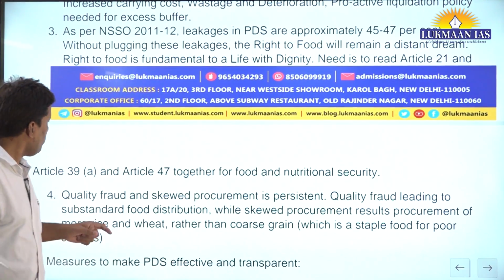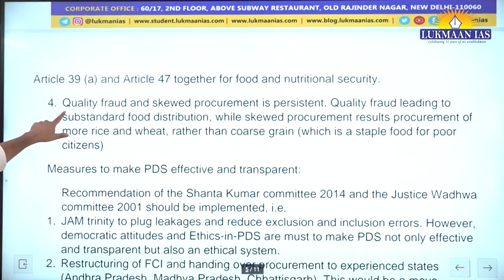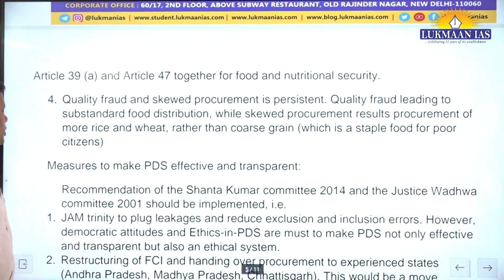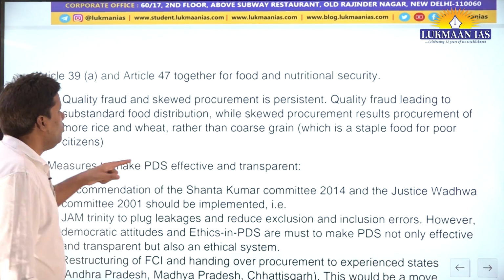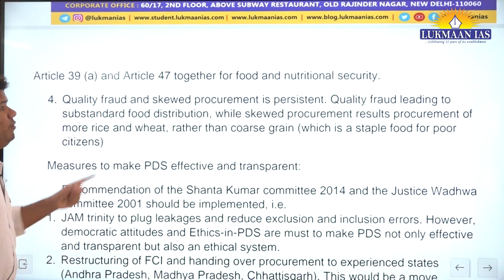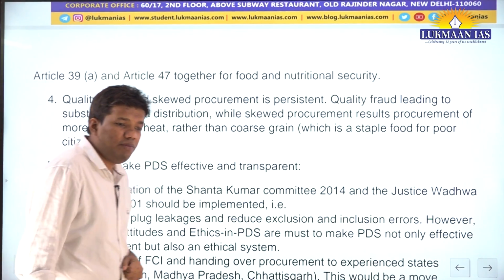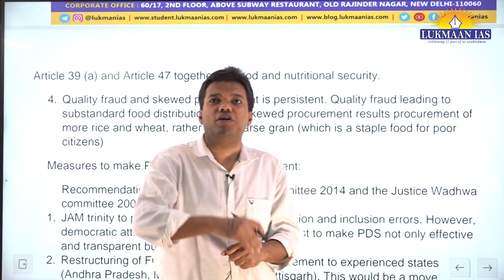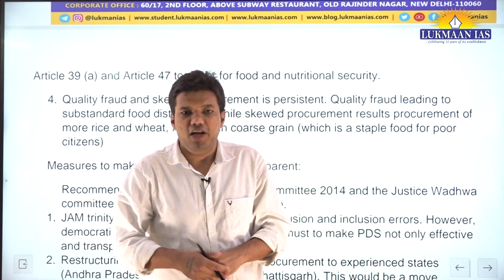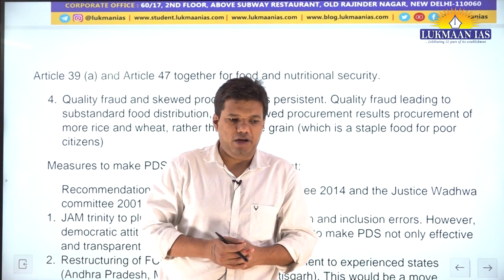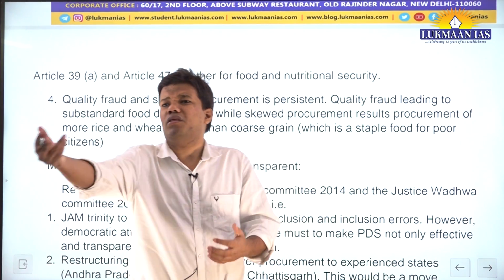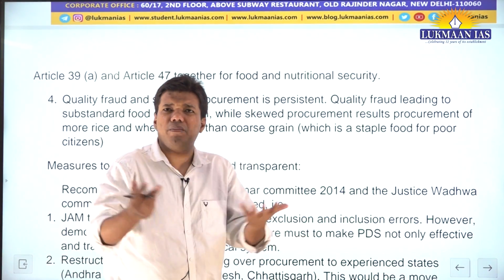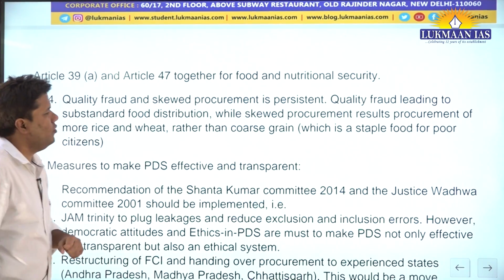Fine. Quality fraud and skewed procurement is persistent. You know, procurement quality fraud. You can even through biometric and Aadhaar, JAM Trinity, prevent quantity fraud. But what about quality fraud? Let's say somebody says, okay, I got a 100 kg bag of rice, but he replaces it in some market, just to earn some money. So that is very difficult to prevent.